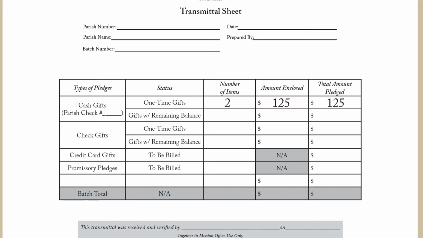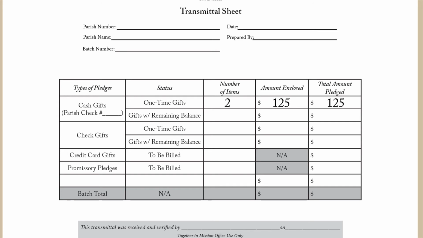For one-time gifts, we had 2 pledges, so under the number of items, we will put 2. So the total amount enclosed here is 125 across the 2 pledges. For total amount pledged, we go off with the individual pledged. Again, one individual pledged $50, the other pledged $75, so the amount here will be $125.